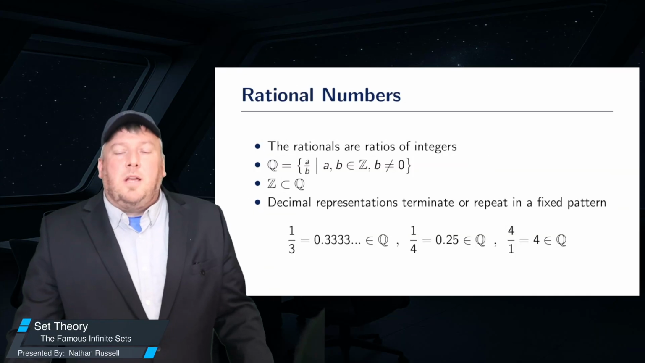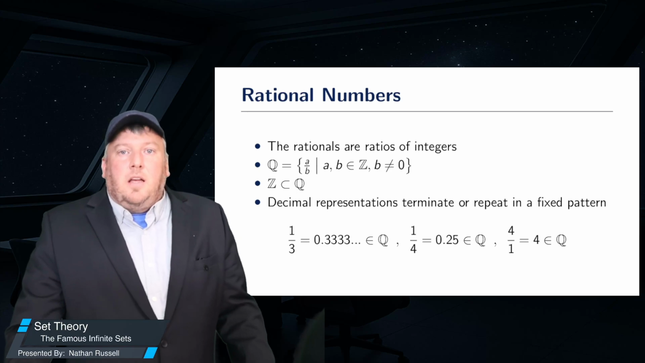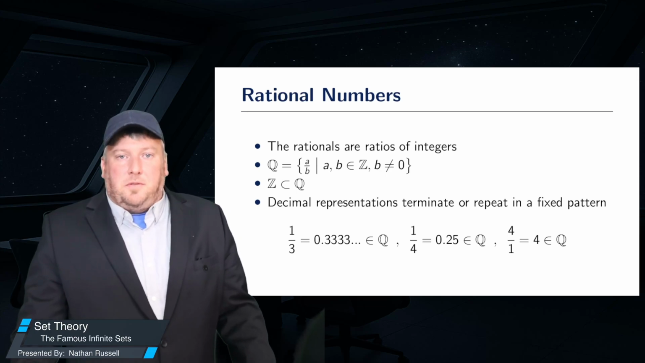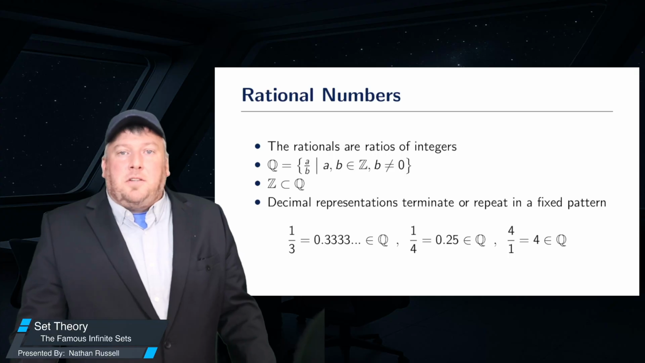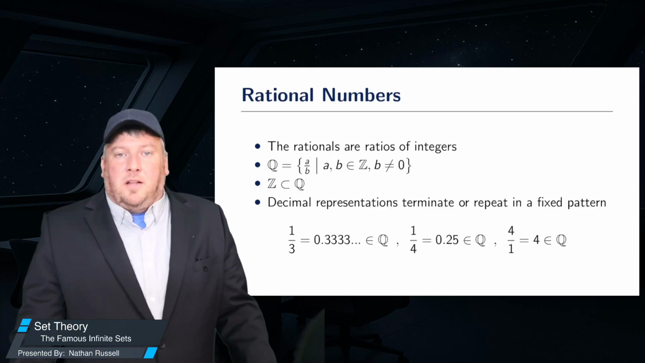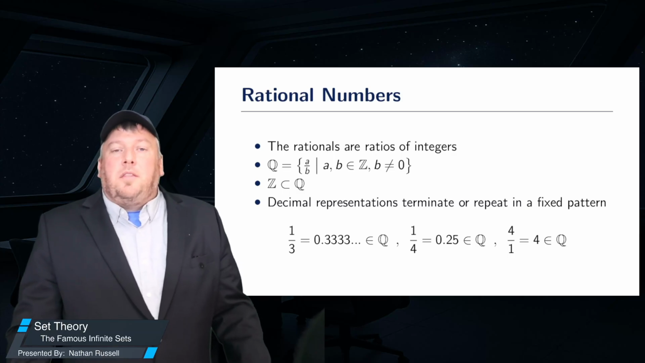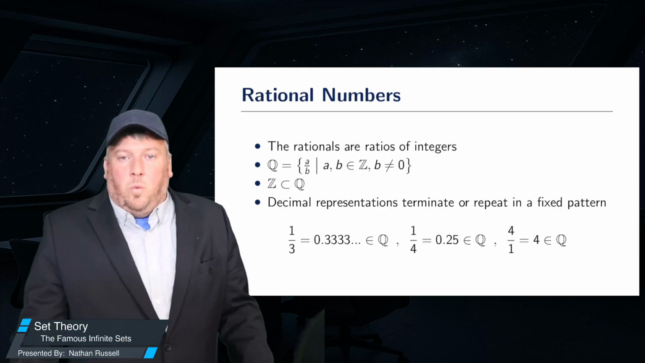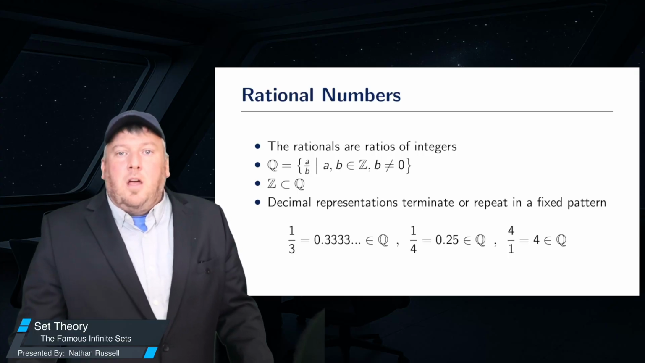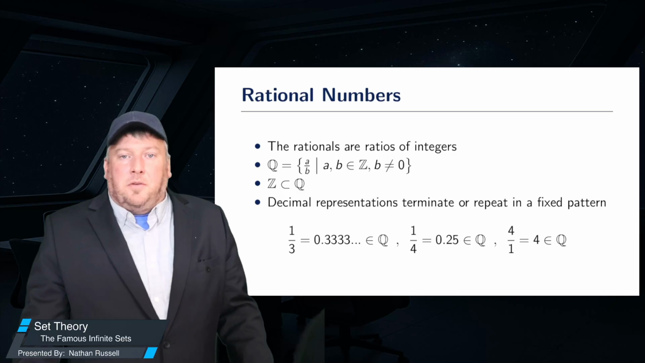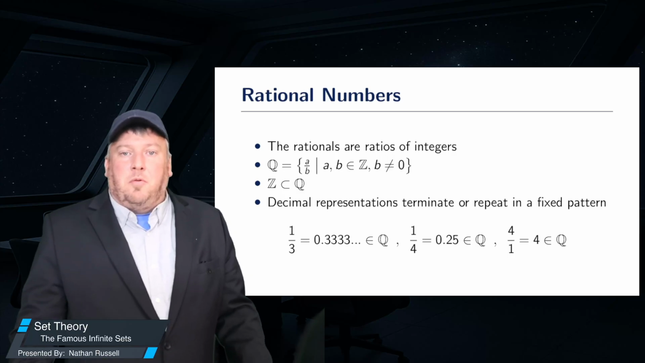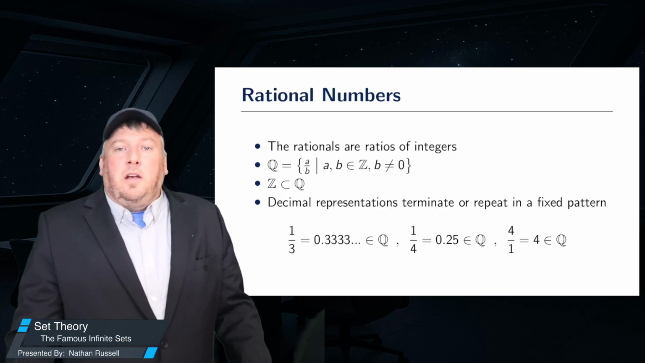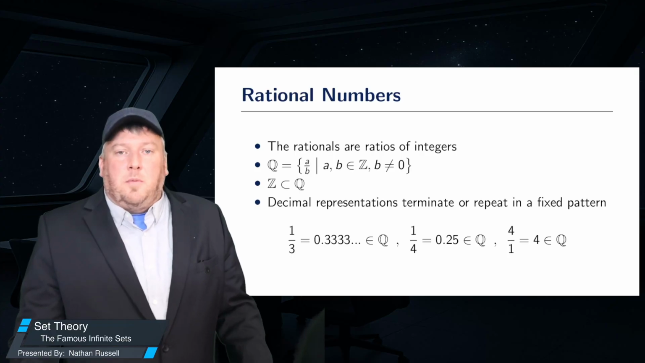The rational numbers, they're our next set to consider. They are effectively the ratios of integers. We define them as fractions A over B such that A and B are integers and B is not 0. Rational numbers are the numbers that have decimal representations that either terminate, such as 1 over 4 equals 0.25, or they form a fixed repeating pattern, such as 1/3, 0.333 repeating. Also, all integers are rationals since they can be represented as a number over 1.